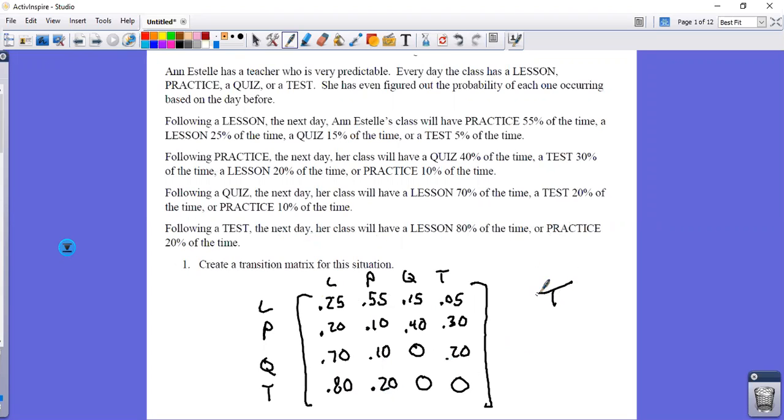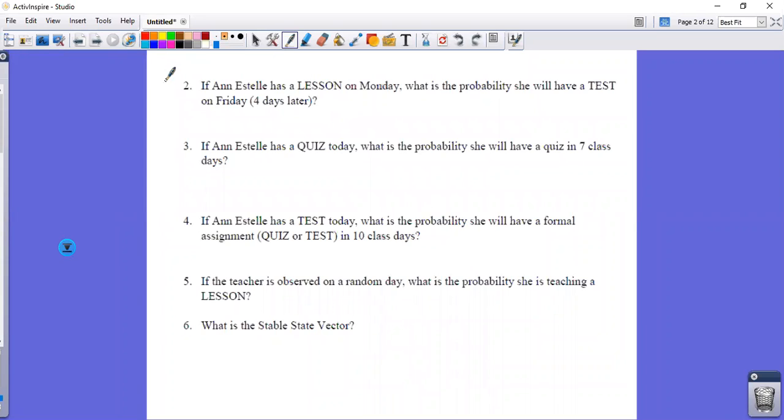And we'll call that the T matrix or whatever you want to put it. I guess if you're going to put that in the calculator first, let's just call that the A matrix. So when you start looking at the questions, her initial state matrix, which is where she begins, is based on this. If she has a lesson on Monday, her initial state is going to be 1, 0, 0, 0, in the same order: lesson, practice, quiz, test. What's the probability she'll have a test on Friday, which is 4 days later, 4 transitions?